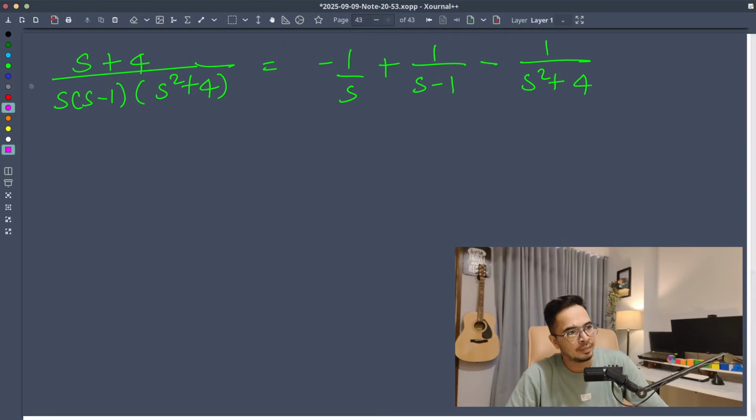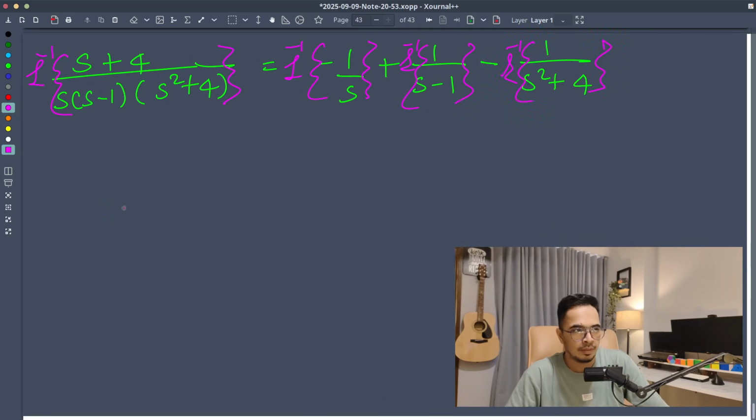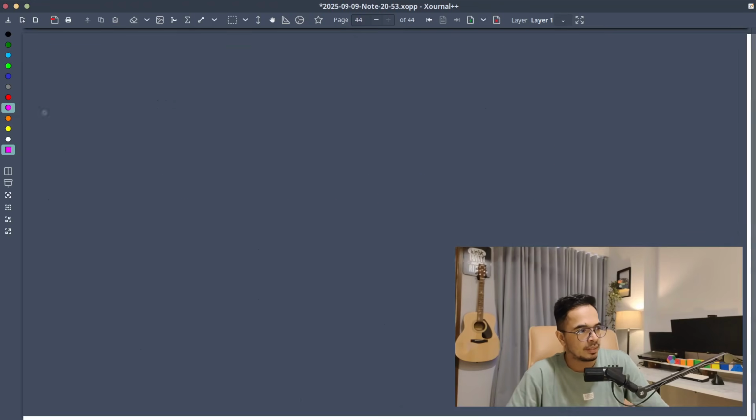This is what we get. Now simply what we do is apply the inverse Laplace transform on all these functions. First, we know 1 by s is going to be simply 1. 1 by s minus 1 is going to be e raised to t, and accordingly we can find out the rest. Now let us look at the assignment questions.